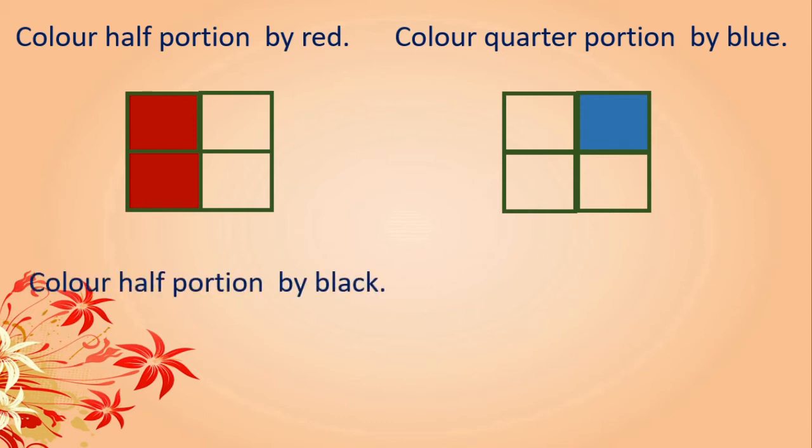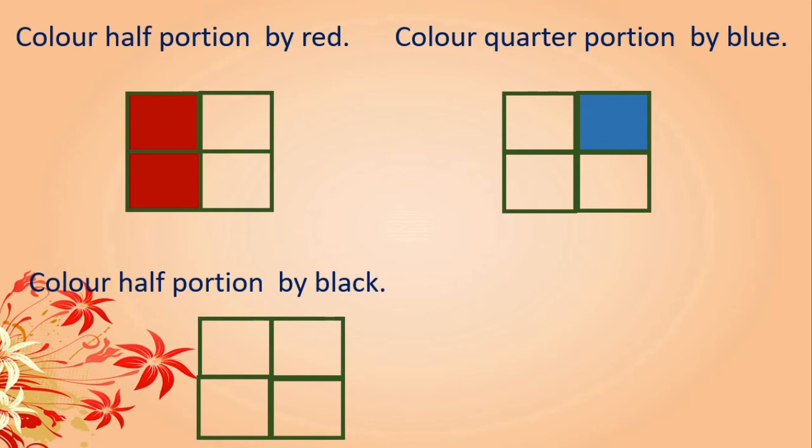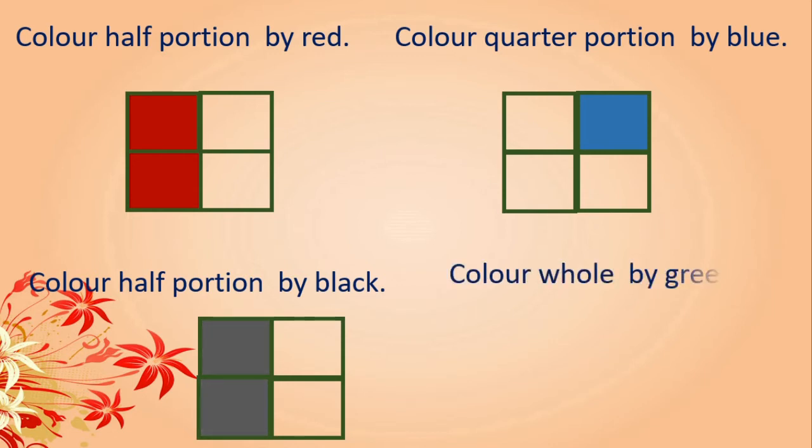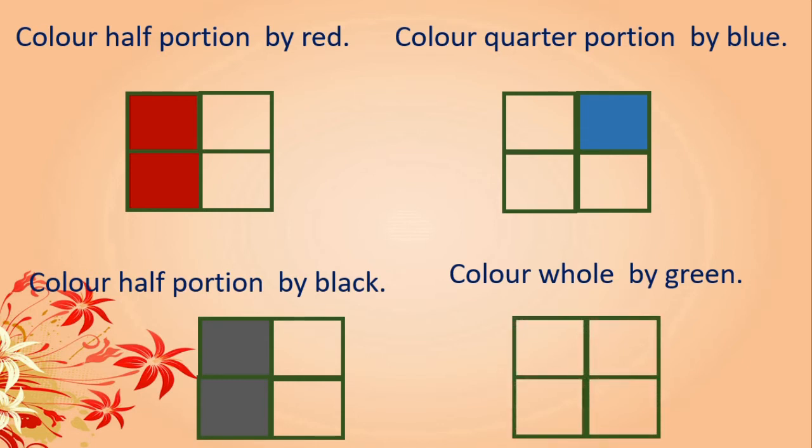Color half portion by black. 4 boxes again. Half portion you have to color by black. Color whole by green. Yes, whole means what? Full one. Means full figure we have to color by green. That is nothing but whole. Got this, children?